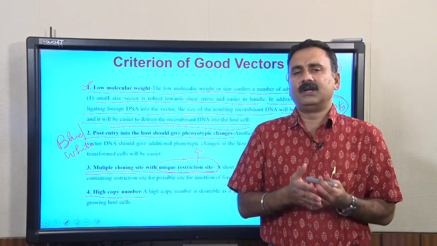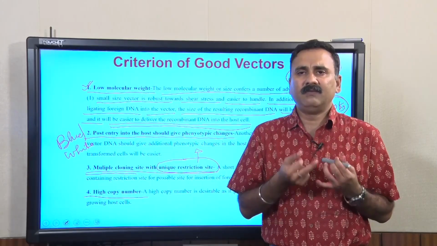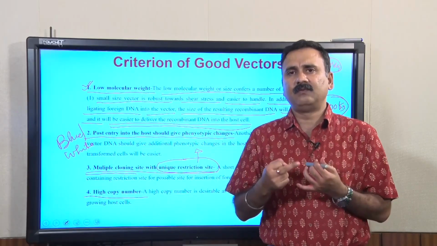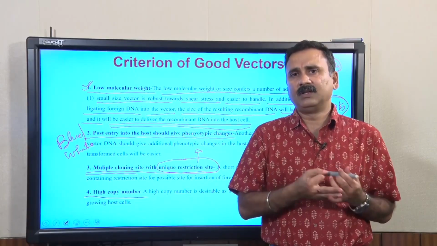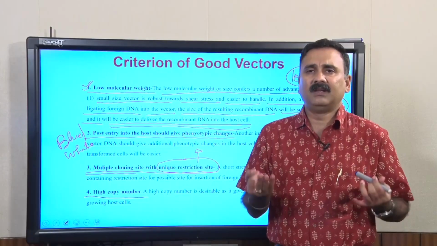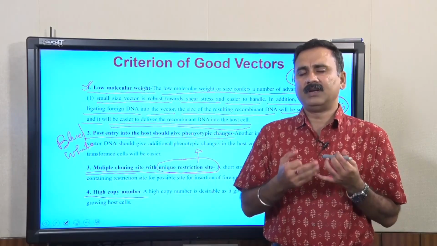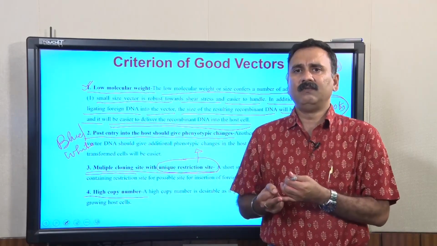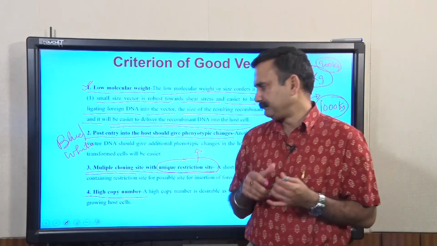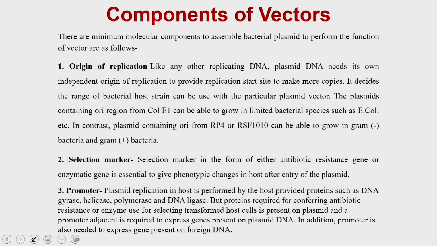But in general, if you are using the vectors for carrying the foreign DNA, which means you are just using the vectors for cloning purposes, not for the overexpression or the production of protein, then it is always desirable that you use a vector which has a high copy number, because at the end it is going to give you more DNA.